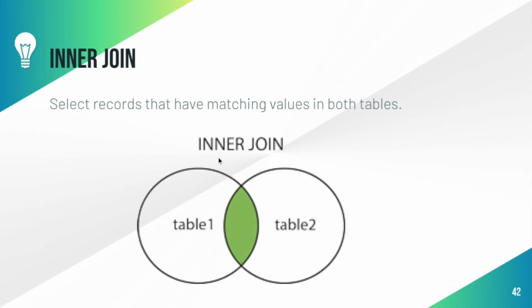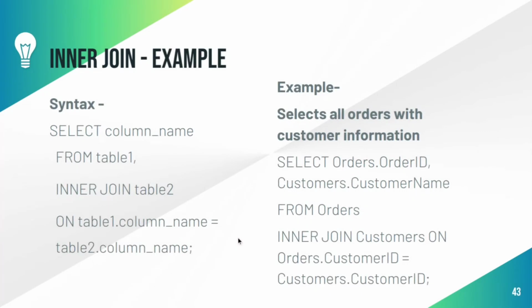It selects records that have matching values in both tables. Okay, so it will show you the matching values in both tables, that is table 1 and table 2. It will show you only matching values. Okay, so let's see what the syntax is. Syntax: select column name from table 1 inner join table 2 on table1.column name is equal to table2.column name.